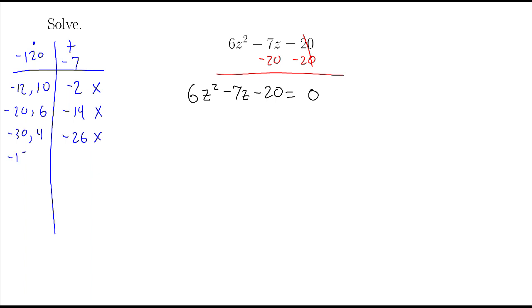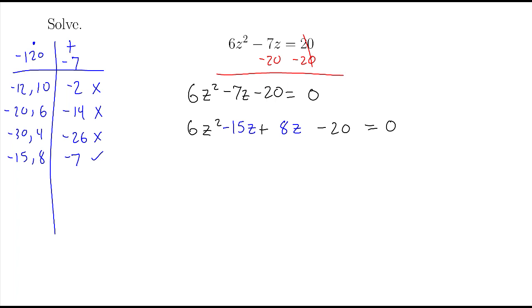Negative 15 and 8. Those multiply together to be negative 120. Those add up to negative 7. Okay, good. Negative 15 and 8. I'm going to use those two numbers to split the middle term, negative 7z, into two terms. Okay, I'm going to have negative 15z. I'm going to have positive 8z.